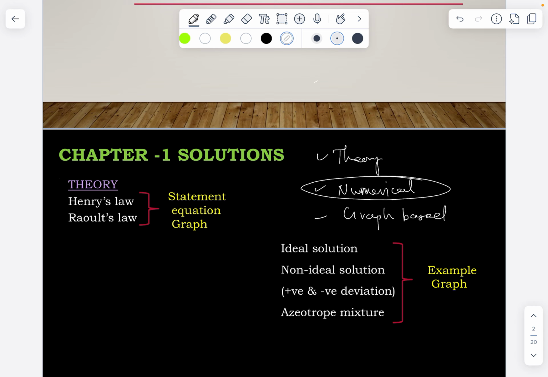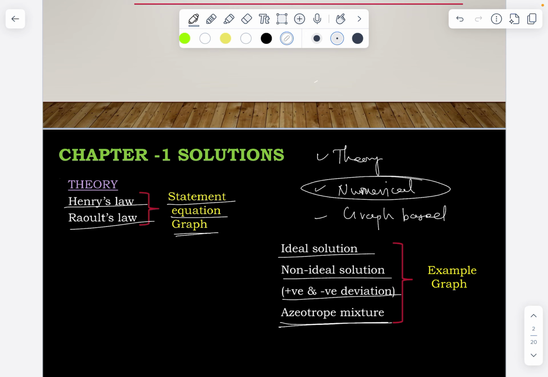First of all, let us look at the theory part. The most important topics are Henry's law, Raoult's law, ideal solution, non-ideal solution, positive deviation and negative deviation, and rarely azeotropic mixtures. From these topics we should know the statement, the definition, the equation, and the graph.